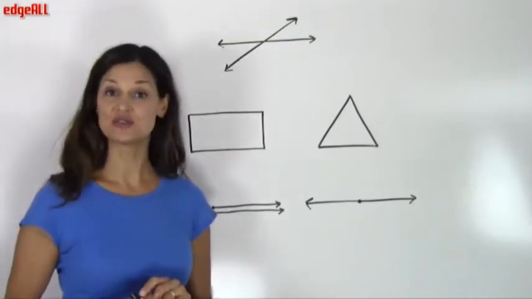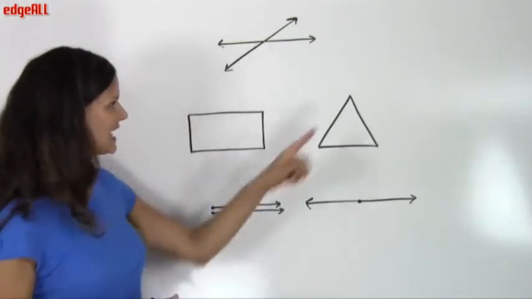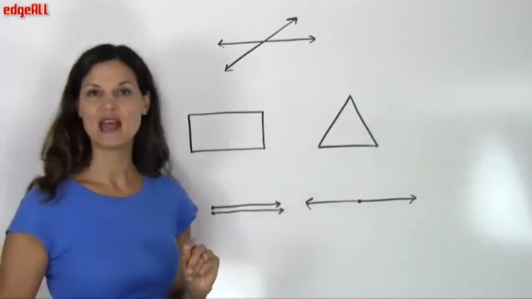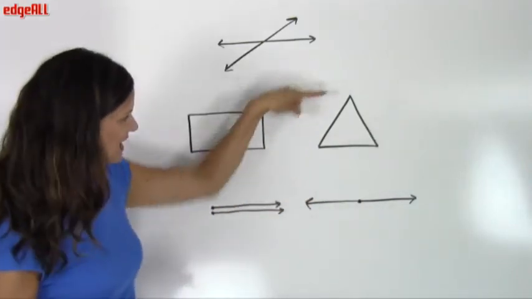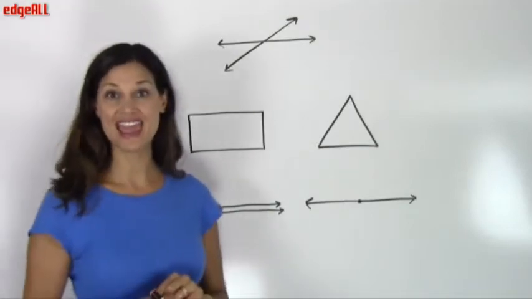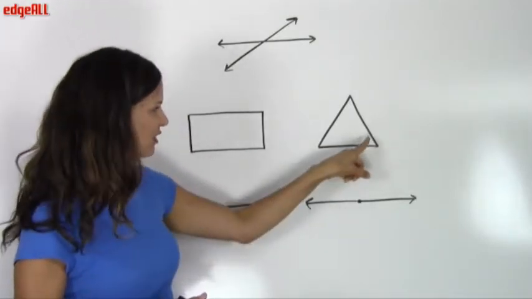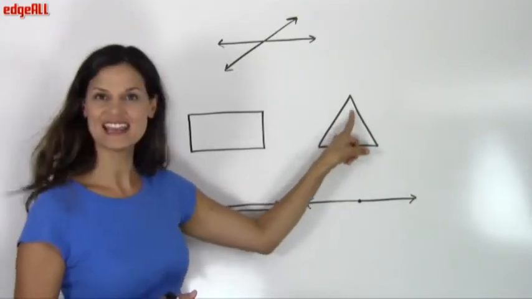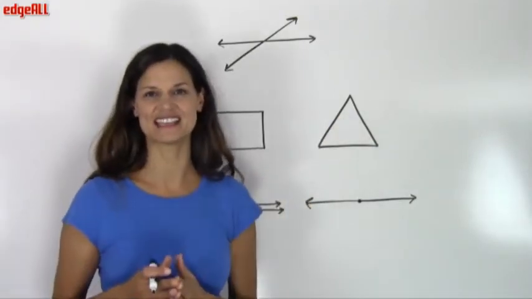If you look at a triangle, you'll see that it has 3 sides, 1, 2, 3. 3 corners, 1, 2, 3, and 3 angles inside of the triangle we call interior angles. Here, here, and here, where the two lines intersect.